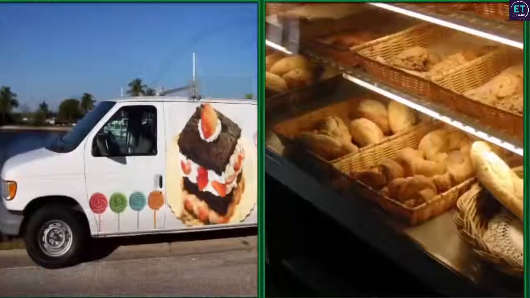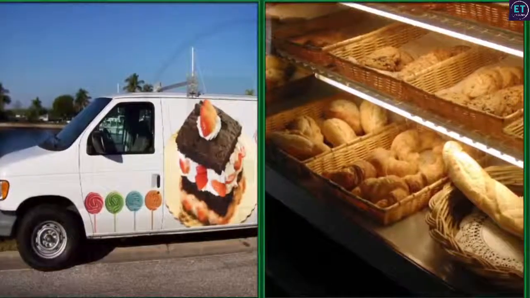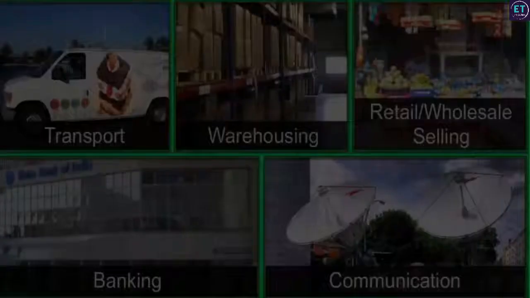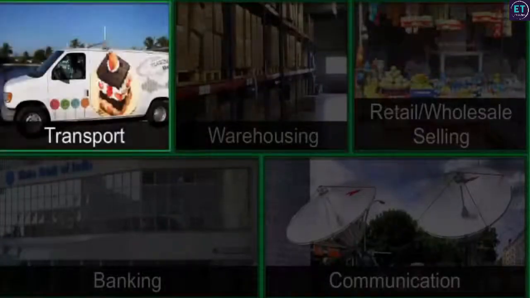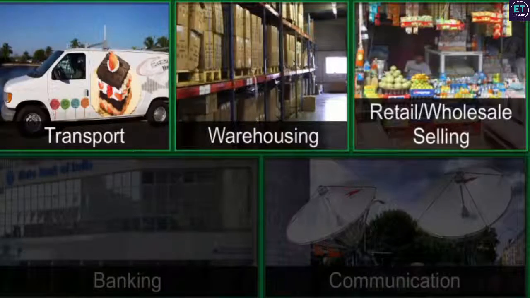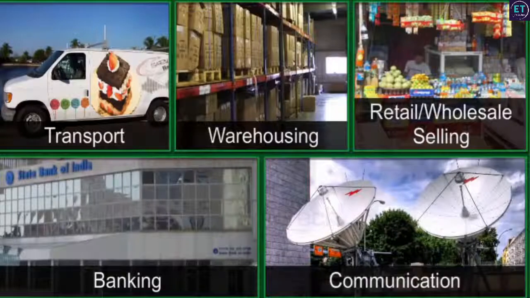Activities that support the manufacturing and distribution of goods produced in the primary and secondary sectors are called tertiary sector activities. Tertiary sector activities include transport and warehousing, retail and wholesale selling, banking and insurance, and communication services.